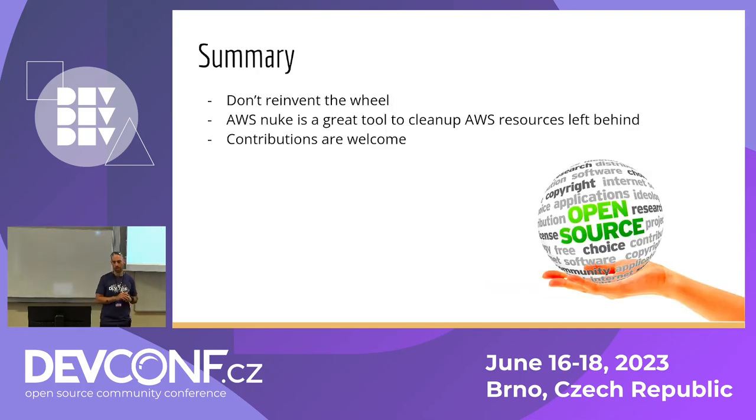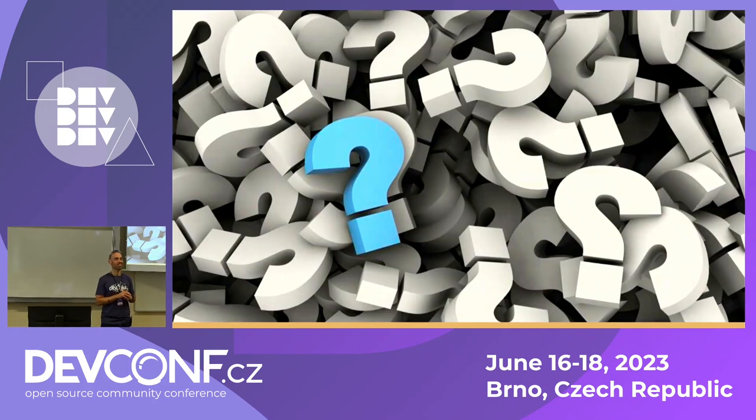So let me summarize. One thing would be trying not to reinvent the wheel. If you're working on a business problem or another problem that is not directly related to your business, maybe someone else already solved it. AWS Nuke is a great tool for cleaning up AWS resources. It's open source, so you can contribute as well. We are contributing to this project, and then everybody benefits from that. So I encourage you to look into it. I'll take any questions now.